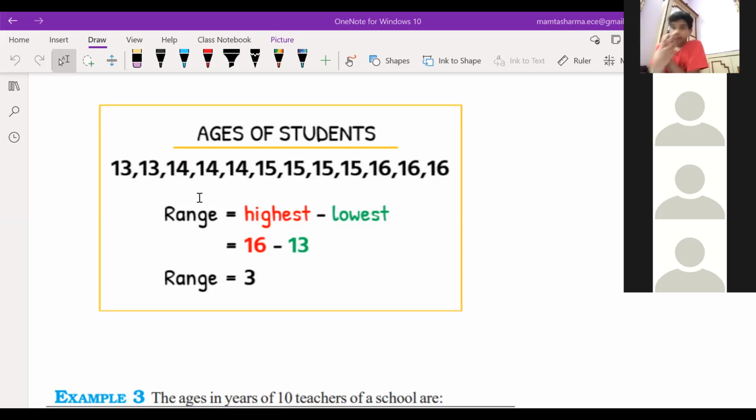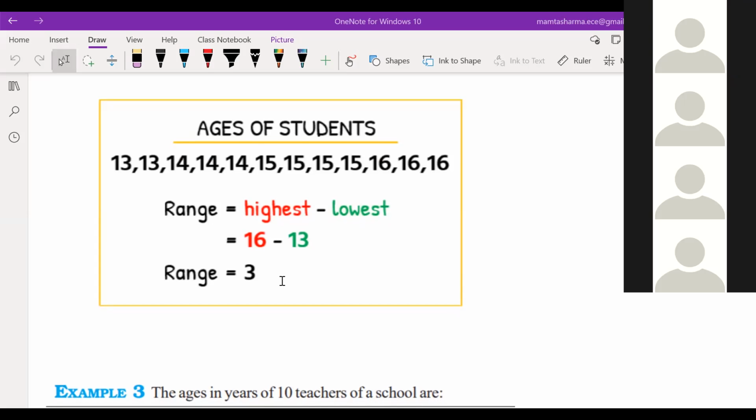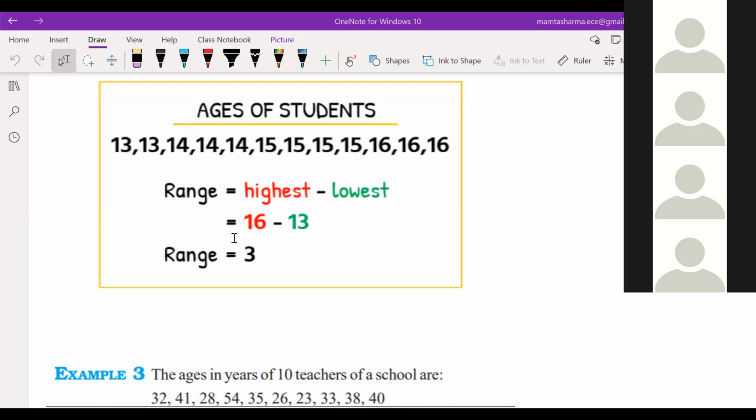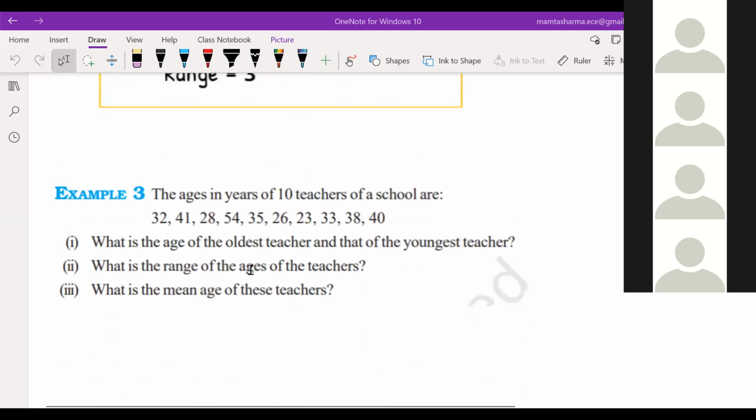Okay, leave that example. So these are the data observations: age of the students 13, 14, 15, like this. So what will be the range of age? The highest number is 16 and the lowest number is 13. So 16 minus 13 is 3. It would be 3. Highest number 16 minus lowest 13 is 3.